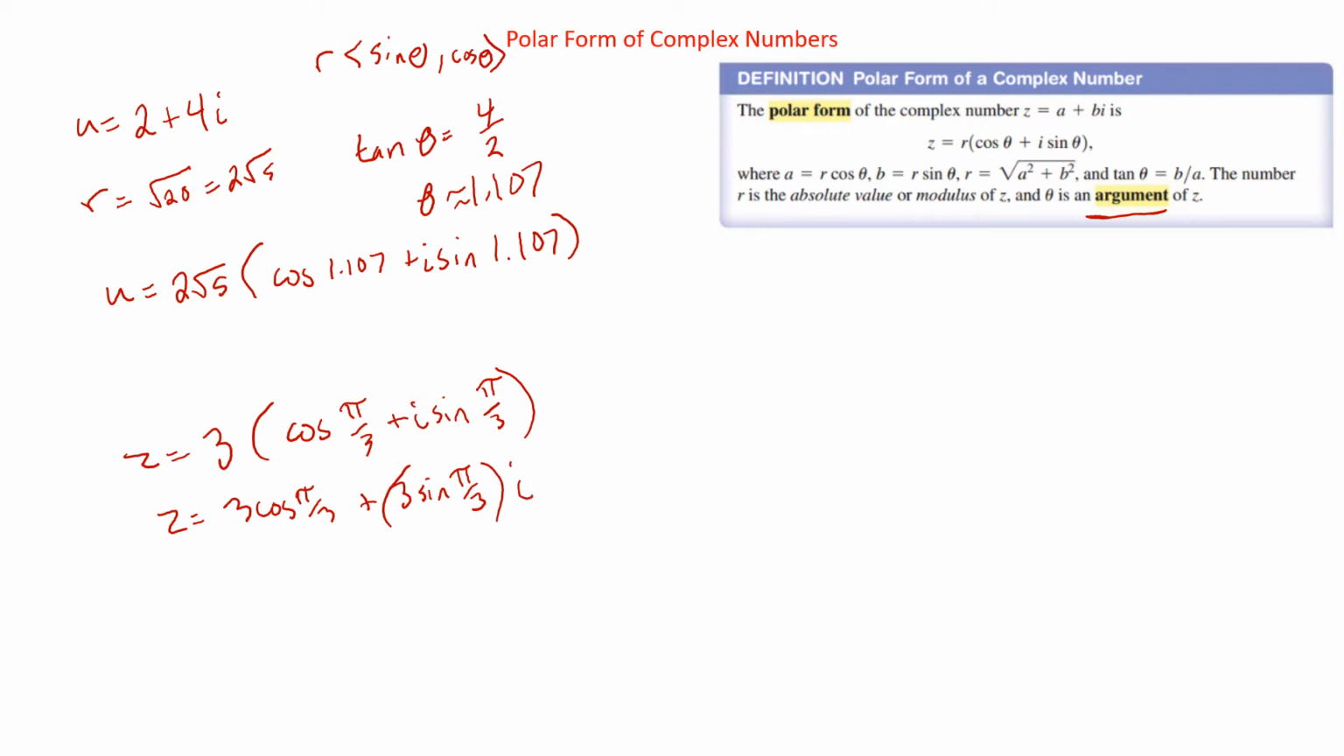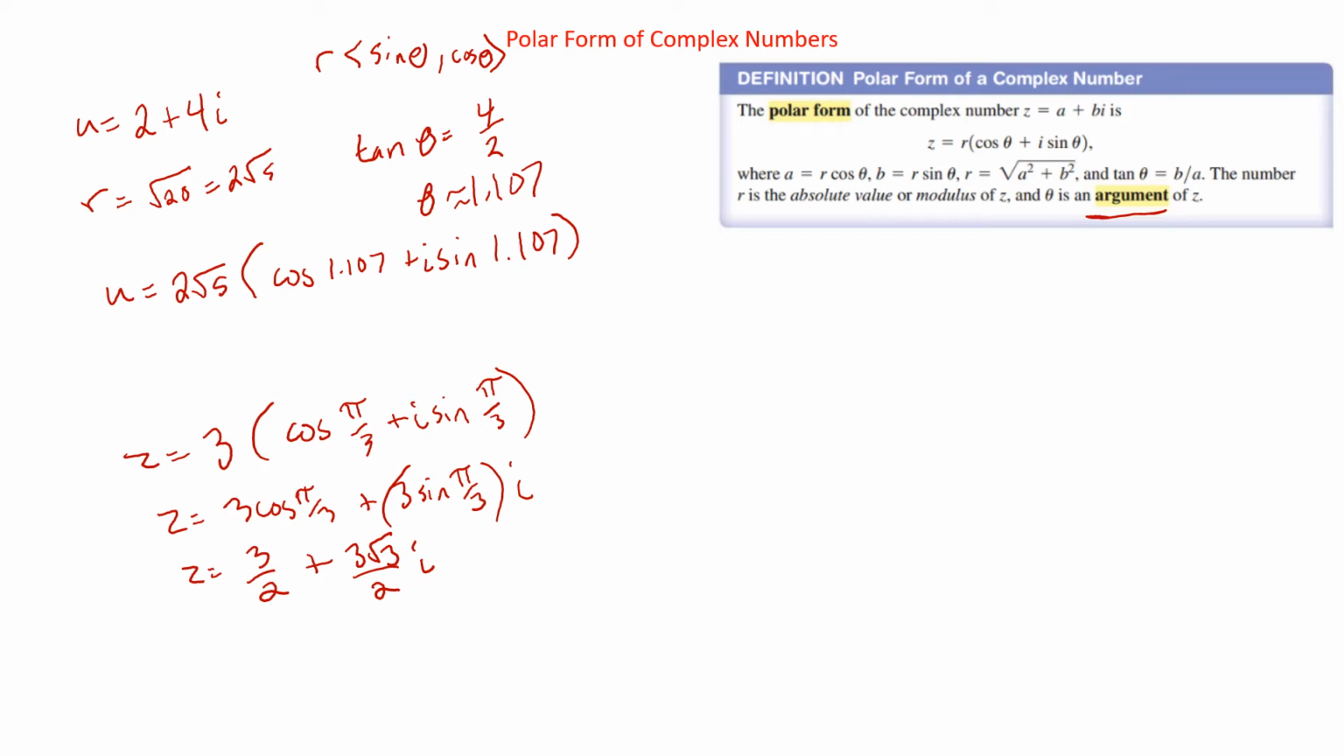Sine pi over 3 is, again, just a number. Cosine of pi over 3 is going to be 1/2. So this is going to be 3 times 1/2, which is just 3/2, plus sine pi over 3 is root 3 over 2. So this will be 3 root 3 over 2 i. So we just multiply it out. If it's not one of the angles that we know, we'd use our calculator, we'd get a decimal, just like we did in that first example going the other direction.